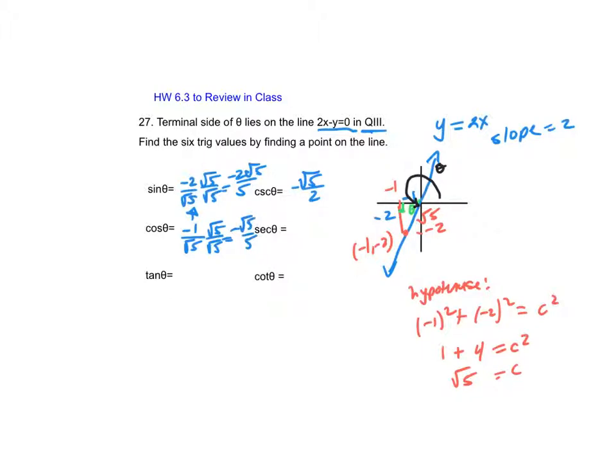Secant theta, we can take the reciprocal of cosine. Let's focus on the unsimplified version here. So that'll become rad 5 over 1, or just negative rad 5 over 1, which is just negative rad 5. Tangent theta is the length of the opposite side over the adjacent side. So that's -2 over -1, which is +2. And cotangent theta is the reciprocal of tangent, which is 1/2.